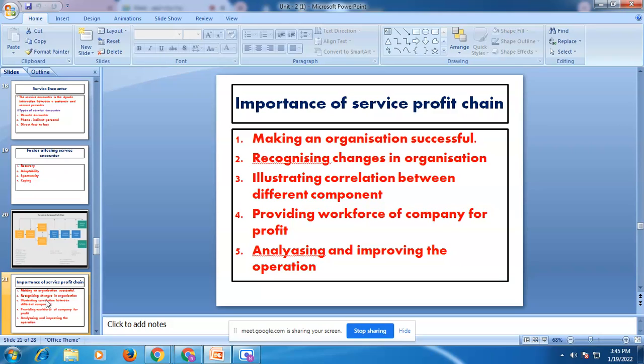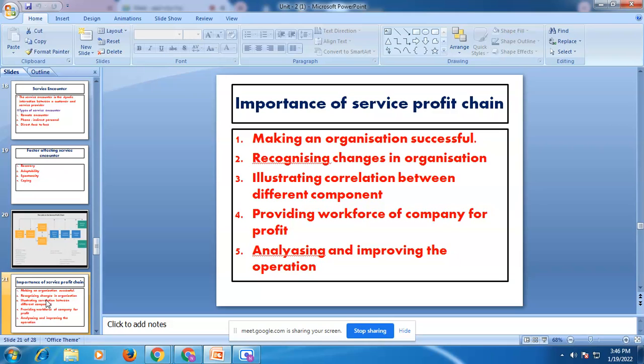The interconnection between customer satisfaction, employee satisfaction, and the profit can be encapsulated in a significant manner with the help of the service profit chain. Organizations having a higher level of employee satisfaction mostly tend to provide a better quality experience to their customers. Fourth one is providing workplace of a company for a profit.